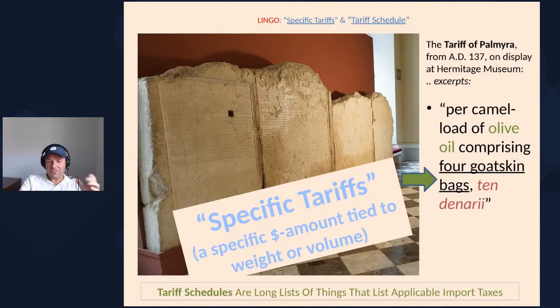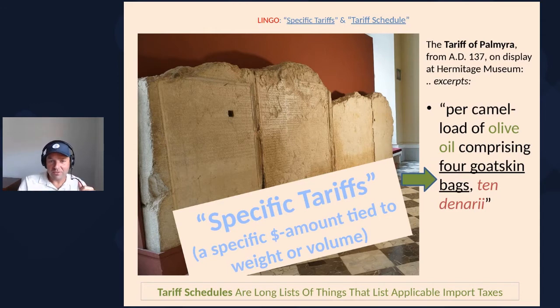So ad valorem tariffs, okay, based on the value. Now specific tariffs, that's the other kind. Ad valorem, specific tariffs. Tariffs are generally in those two categories. So a specific tariff, that's just a specific currency amount, whether it was shekels in the ancient world or dollars in America today, tied to a specific weight or volume. That one's pretty straightforward. I like specific tariffs. I'm a big fan.